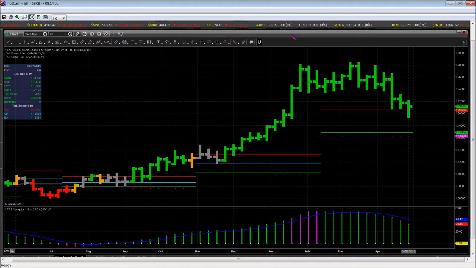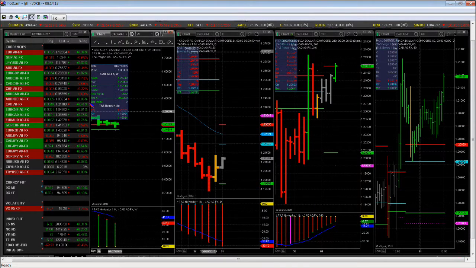We always talk about where's the risk? Where do we put the stops? That's the first thing that comes to my mind, and that's what's coming to my mind right now looking at the Canadian dollar. All right, so that covers some currencies that we usually look at.